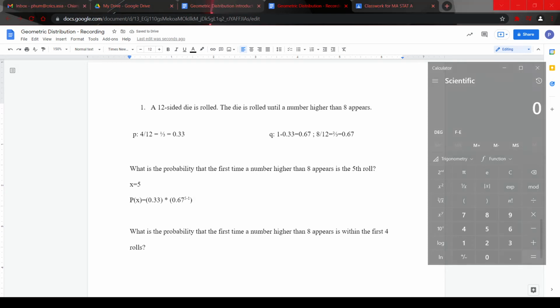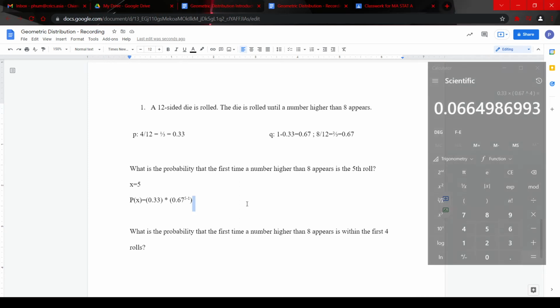So I will go ahead and do that on a calculator. 0.33 times 0.67 to the power of 4 equals 0.066, or approximately 6.7%. So this is the basic formula. You got your variables, P, Q, X. You substitute them into the equation, and you can get your answer.